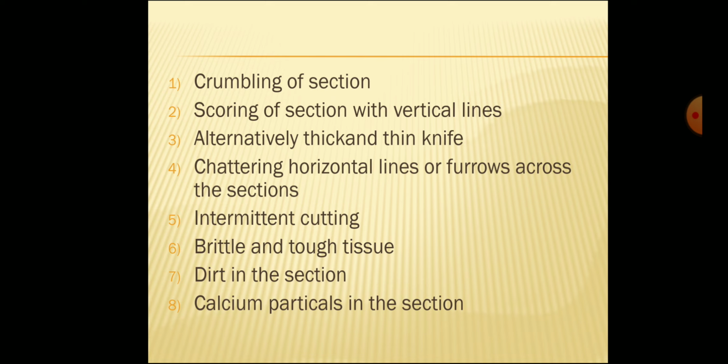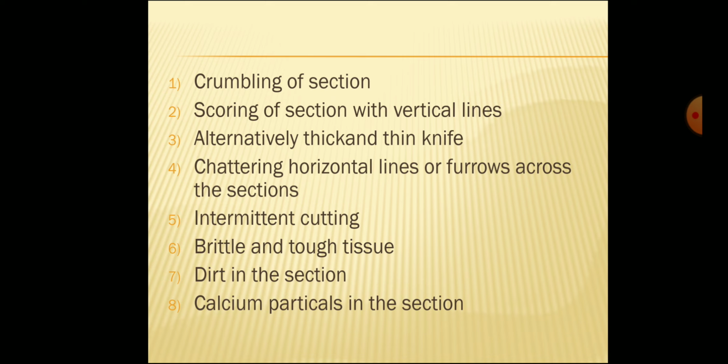Besides this, the next problem is in the form of brittle and tough tissue. This is caused when the tilt of the knife is too great. So avoid use of a knife in such a manner, and if the knife is used in such a manner, then decrease the tilt of the knife and overcome the problem of brittle and tough tissues.